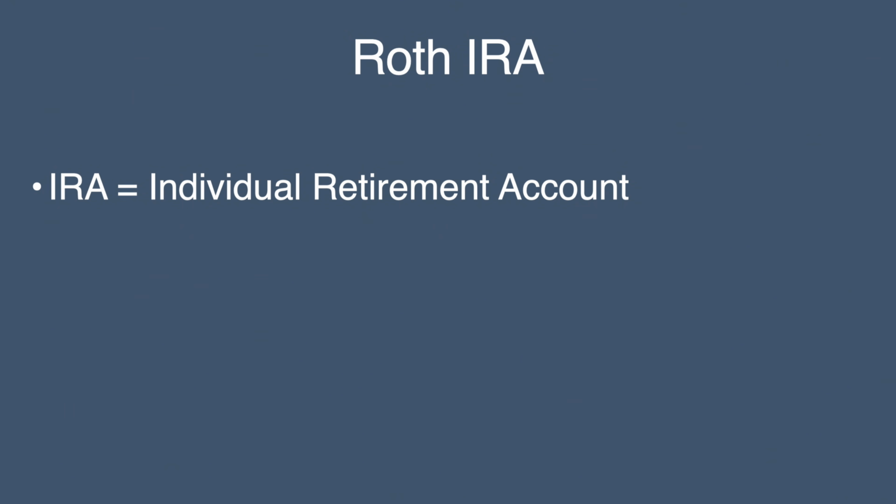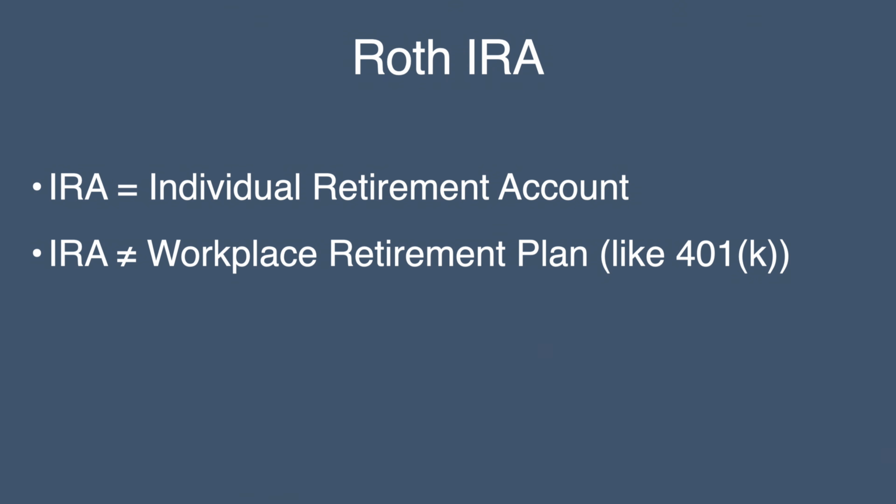What is a Roth IRA? IRA stands for Individual Retirement Account. This is a retirement account that you can open outside of work, such as your 401k plans. You can open a Roth IRA at most brokerage companies, such as Fidelity or Charles Schwab. The Roth part of the Roth IRA just means you're contributing after-tax dollars to this account.